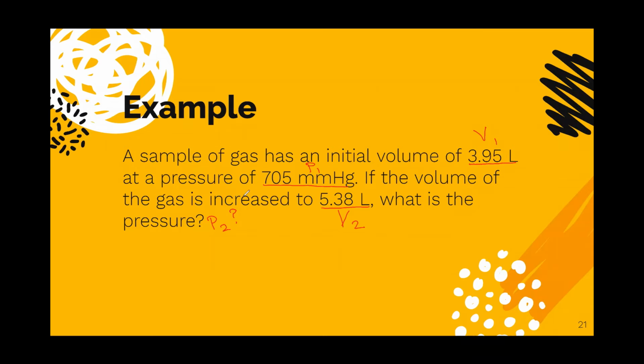So let's go ahead and do that. Let's plug these into the equation. So our equation is P1V1 equals P2V2. Now I want to get P2 by itself, so I'm going to divide both sides by V2 so that I have P2 all by itself on one side of the equation. Now I'm going to start plugging in my variables. So P1 is 705 millimeters of mercury.